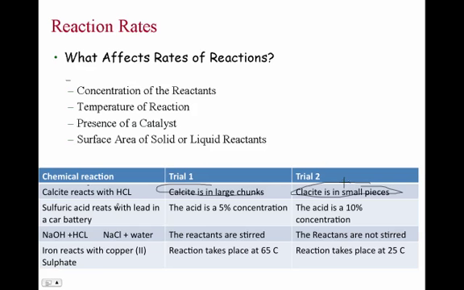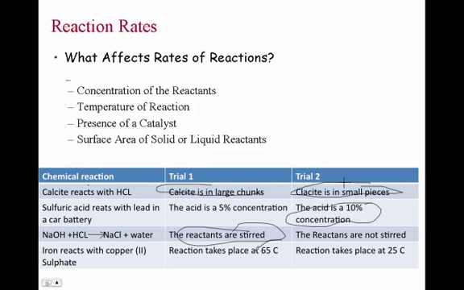We could react sulfuric acid with lead, at 5% or 10%. Which would occur faster? The 10% concentration, because there are more reactants available at a higher concentration. We could react this where we stir it or we don't. Stirring it, according to collision theory, makes the combining of the particles occur faster.